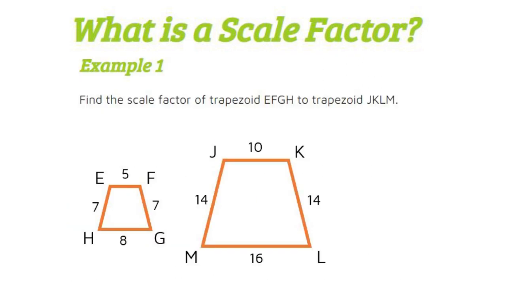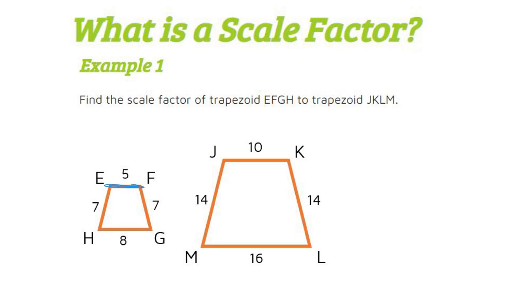So we're going to assume all the shapes in these examples are similar and pay close attention to the order of the shapes when finding our scale factor. So we want to find the scale factor of trapezoid EFGH to trapezoid JKLM. So we need to see what we can multiply by. If we can't figure that out, then we'll have to set up a ratio.